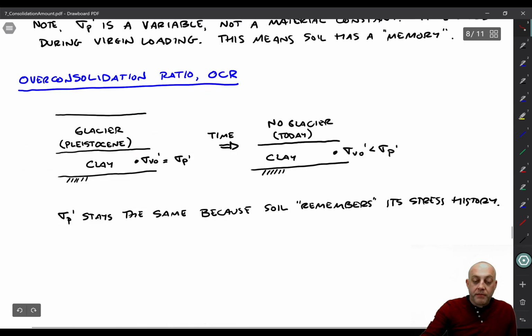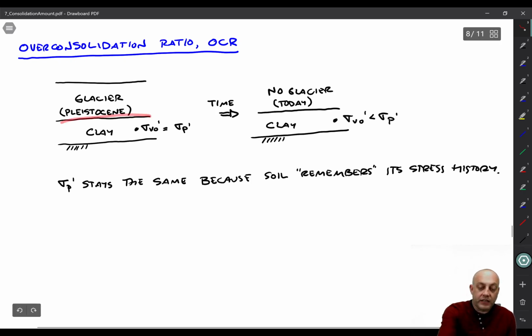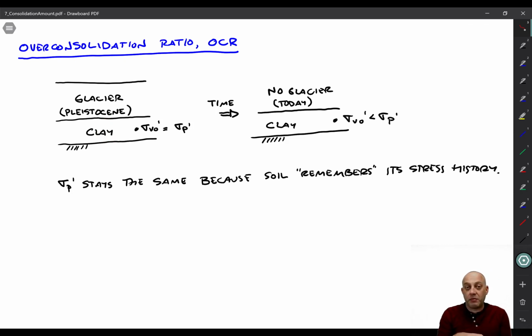All right, now let's talk about overconsolidation ratio, or OCR. Basically, overconsolidation ratio is a measure of how big the maximum past pressure is relative to the current vertical effective stress. So let's say that we have a site that has some clay here, and back during the Pleistocene, during the last ice age, maybe there was a glacier on this site. The glaciers could be pretty thick, a kilometer thick or something like that. So that puts a tremendous pressure on this clay, and it would consolidate the clay underneath all that weight to some pretty big maximum past pressure.